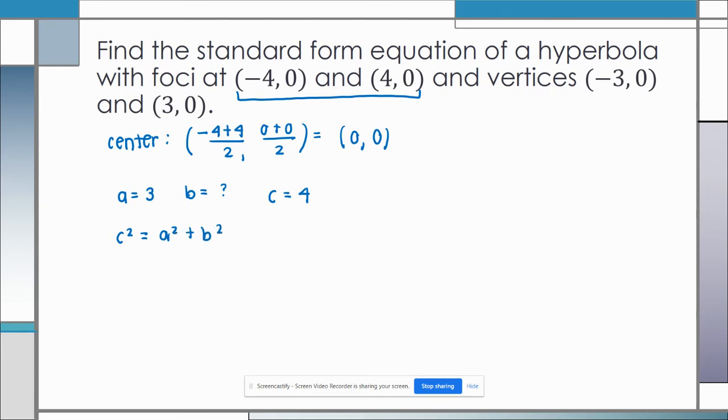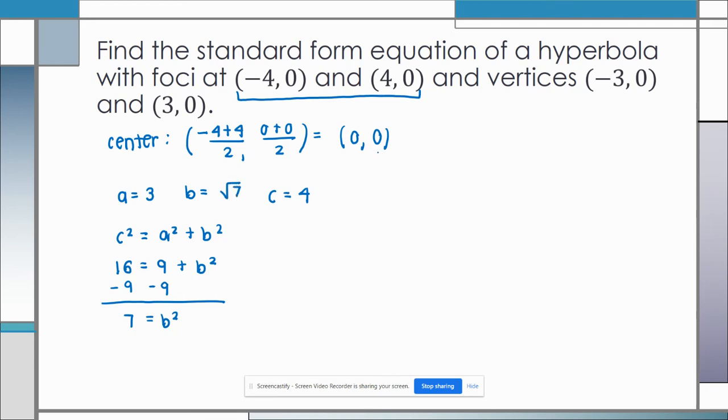And so now that I have that information, I can find b, because remember, c squared equals a squared plus b squared. And so 4 squared would be 16. 3 squared is 9. I need to start solving for b. So I'm going to subtract 9 from both sides. And so now I'm going to have 7 equals b squared. And so notice that that means that my b value is the square root of 7.